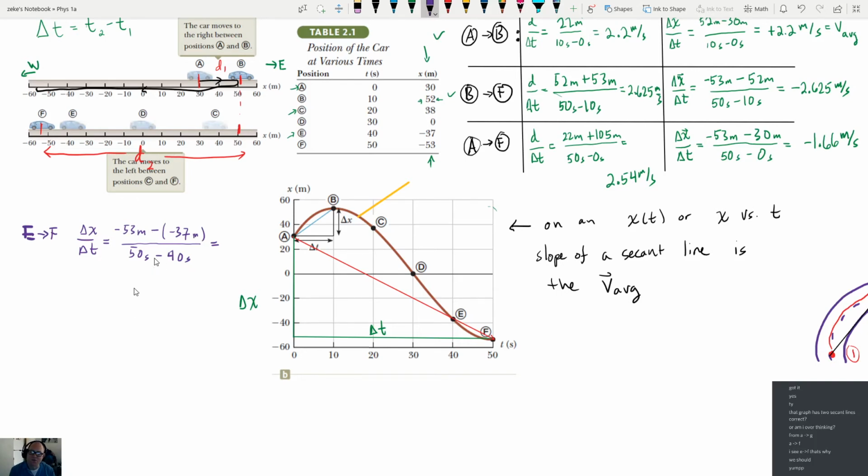So this is an actual subtraction, right? This is going to be 37 minus 53. So that's, is it 16? It's got to be 16, right? So this ends up being equal to 1.6. Oh, it's negative 16, sorry. Meters per second. So if you compare that to this, it is pretty close. It's pretty close.